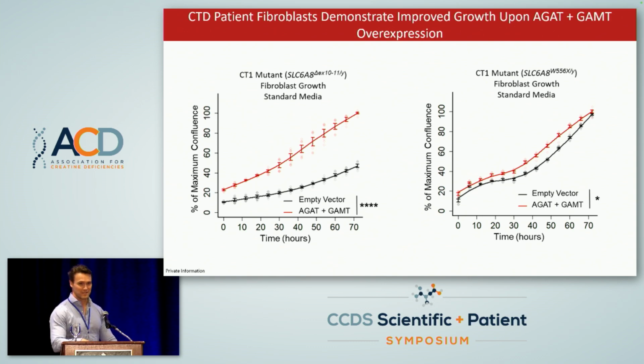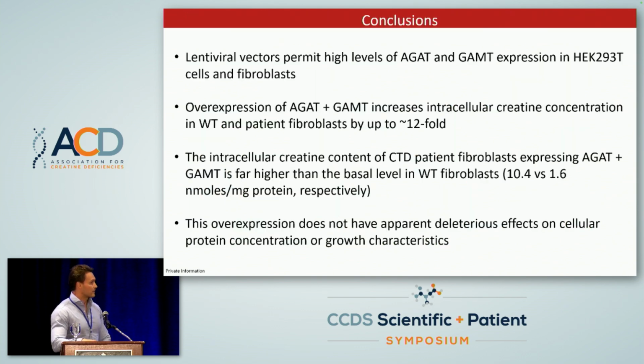So because overexpression of AGAT plus GAMT at this level, such that you're boosting the creatine content by 12-fold, could be potentially very deleterious because you would be consuming the precursors that are required to synthesize creatine. So that was good.